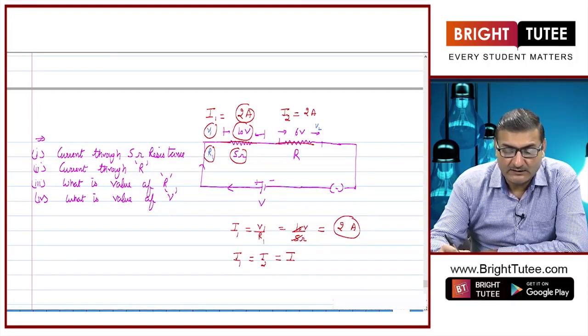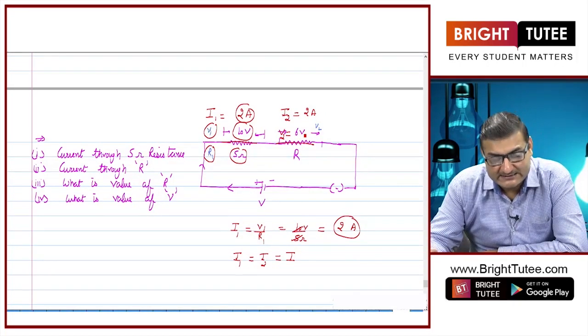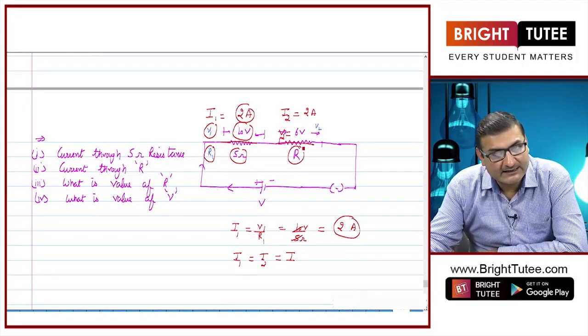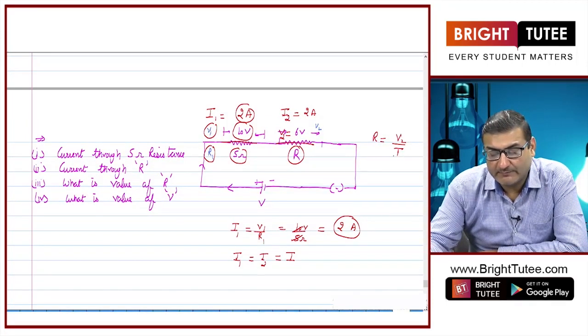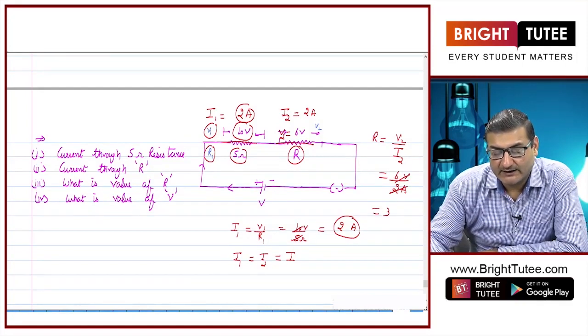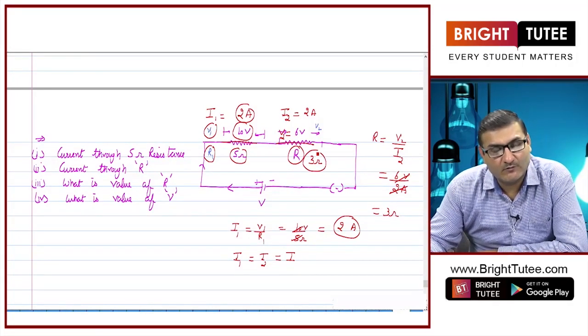And since the current is 2 amperes, and potential difference V2 is given to be 6 volts, now I can calculate R. How? By using the same Ohm's law. R will be given by V2 by I2. V is 6 volts, current is 2 amperes. Cancelling it out, it will be 3 ohms. So now this R is equal to 3 ohms.